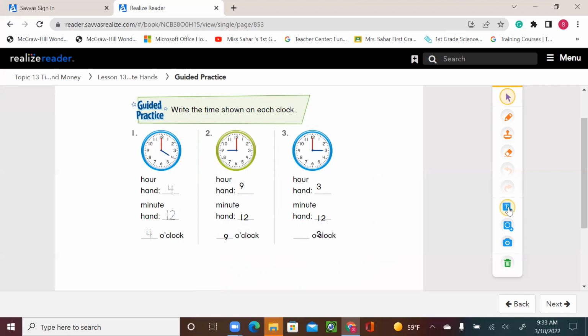Let's do it one more time up here. Okay, so now the hour hand is pointing to the hour, so it's 3. The minute hand is pointing to 12, so it's 12. And now it's 3 o'clock.